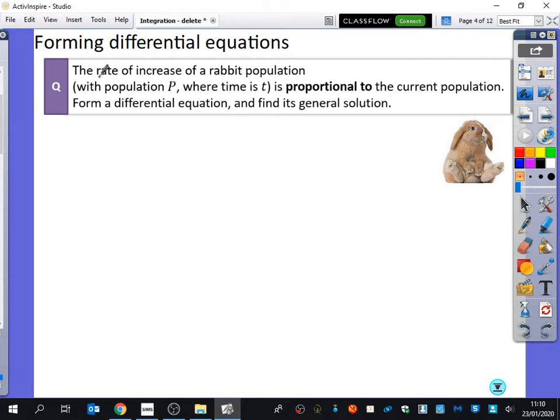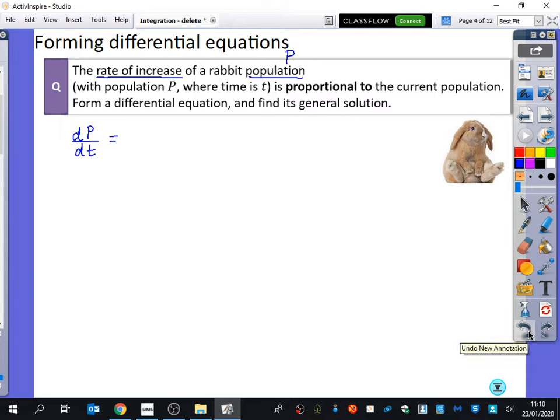So we're just going to translate some of these things here. The rate of increase, and we're talking about a rabbit population, which is p. So what would be the thing I would write down for that? dp/dt. Now, because it says increase, it's going to be a positive, right? I'm not going to write down a positive. But let's say it said the rate of decrease. Well, decrease, we know, is to do with things getting more negative, so a decrease would have been a negative. But in this particular case we're talking about an increase, so you won't actually see a positive sign there.